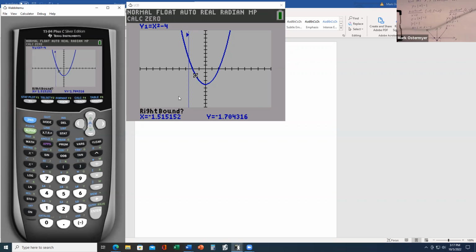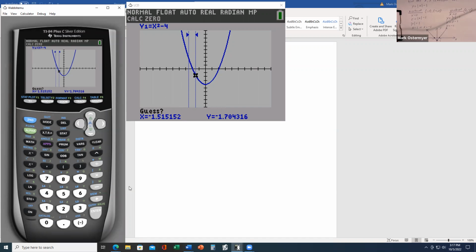Somewhere in here. This will be called a right bound because it projects vertically up to the x-axis at a point that's to the right of the x-intercept we wish to find. Hit enter. That's called a right bound. So your calculator essentially has boxed in your x-intercept that we wish to find. And your calculator needs to do this. It's part of its routine that it goes through to find the x-intercept.